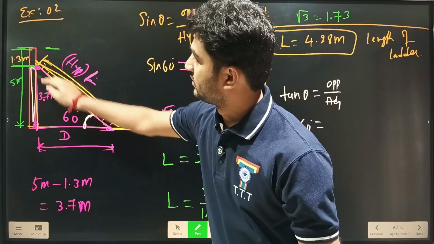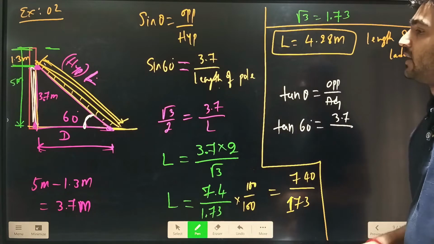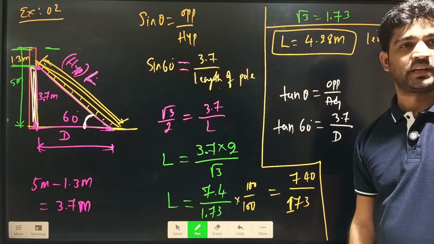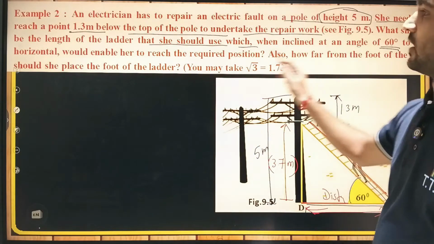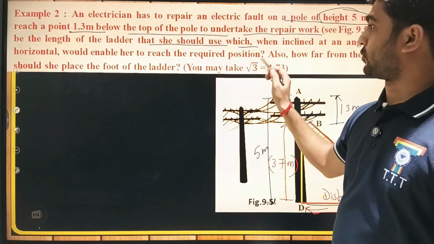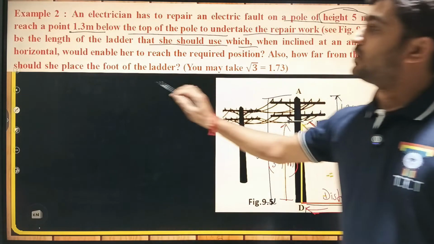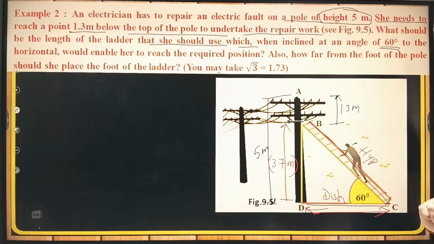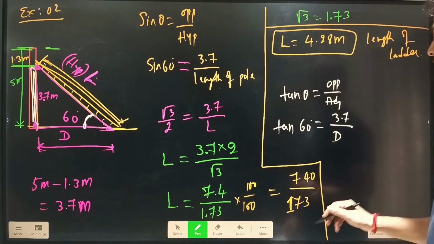The height is 3.7. So 3.7 divided by the adjacent side, which is the distance. What is the distance value? We need to find that distance. The question asks us to find the length of the ladder needed to reach that position, and also how far from the foot of the pole she should place the foot of the ladder. That means the distance also we need to find. There are two questions here.